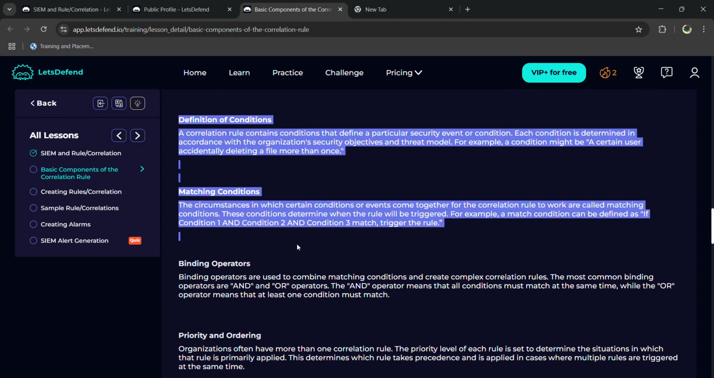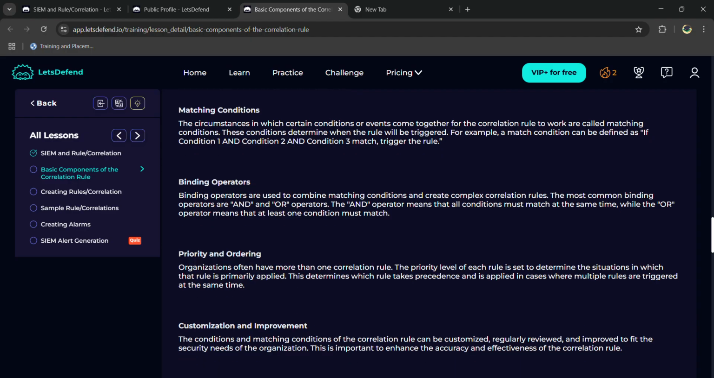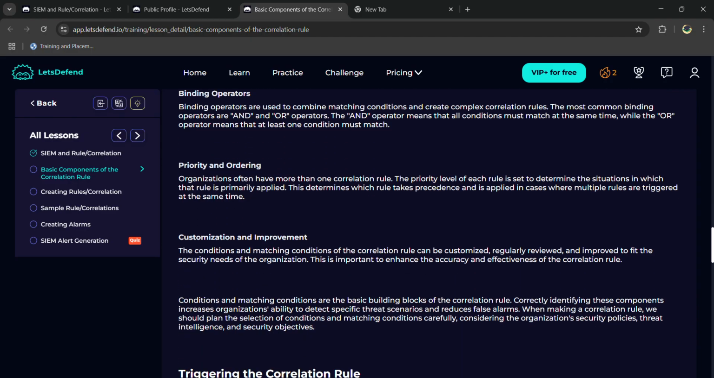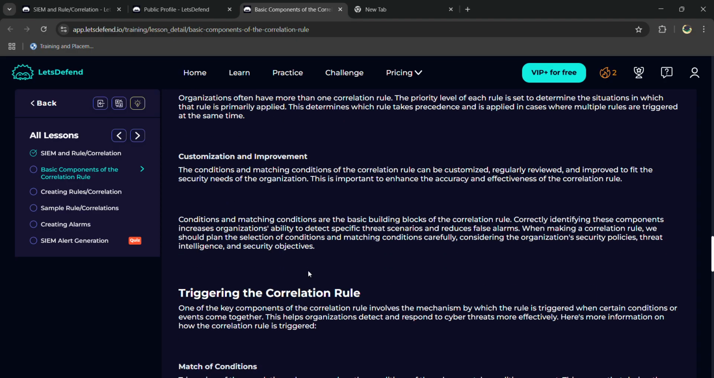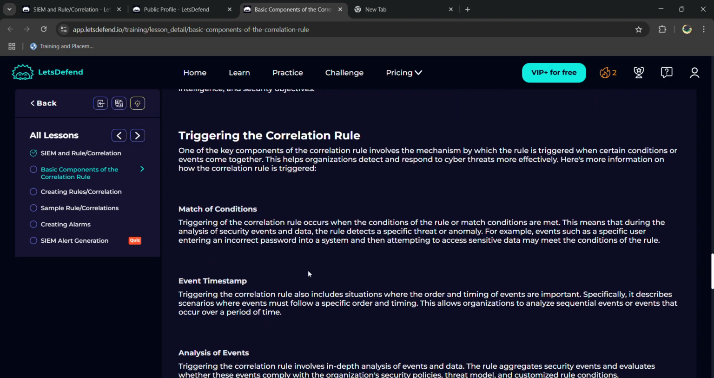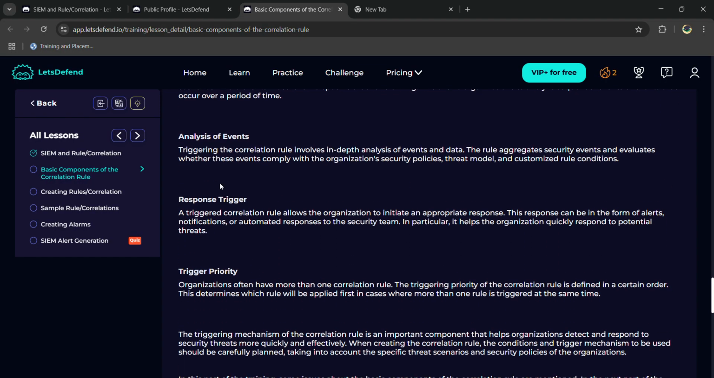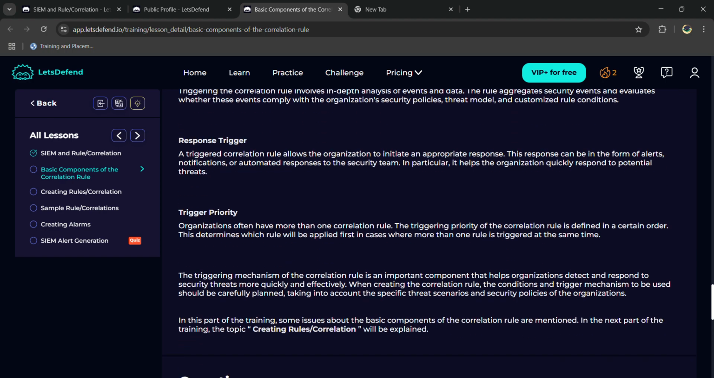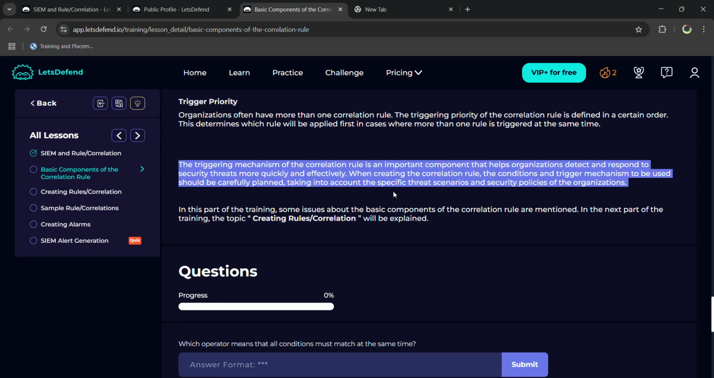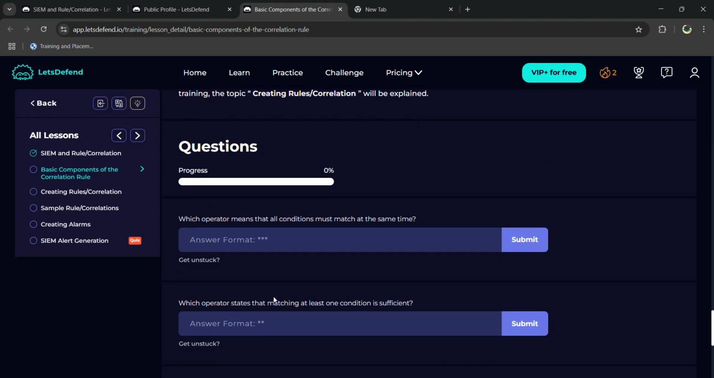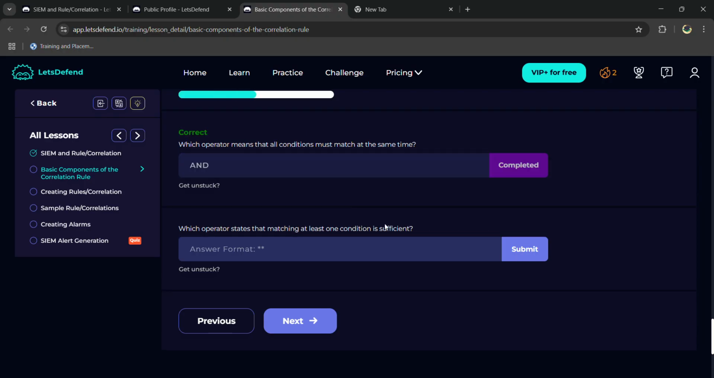So defining of correlations and conditions, matching condition, then is binding operation, then priority and ordering, customization and improvement, then is triggering the correlation rule and match of that condition, event timestamp, analysis of event, a response that gets triggered. We need to initiate an appropriate response, trigger priority. The triggering mechanism of the correlation rule is an important component. Which operator means that all conditions must match at the same time, that is and. Which operator states that at least one of the conditions is sufficient, that is or.